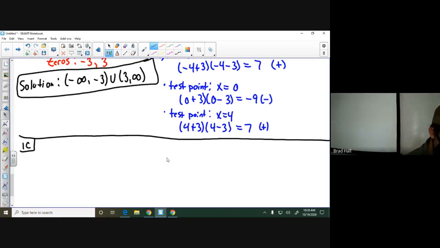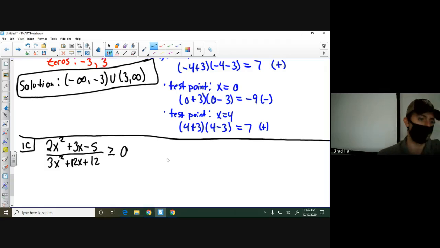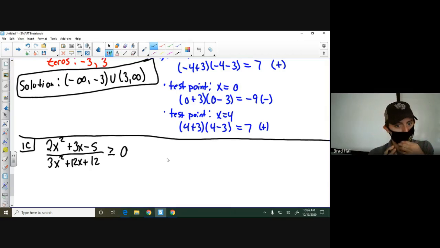What 1C states is that they want us to find the solution set for this rational inequality. Here we have a rational inequality as opposed to a polynomial inequality, because rational implies the existence of a fraction somewhere. So obviously this is rational. This is a ratio of a polynomial divided by a polynomial, or quotient. That's exactly what a rational function is. So we'll find that the process is fairly similar.